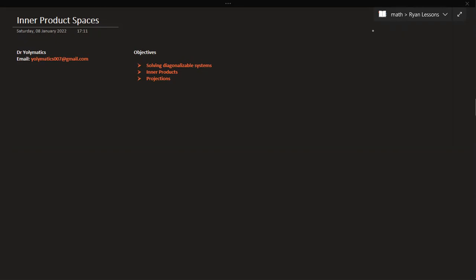So now we have an idea of what diagonalizable systems are. What we want now is to learn how to actually solve them. How to solve diagonalizable systems.